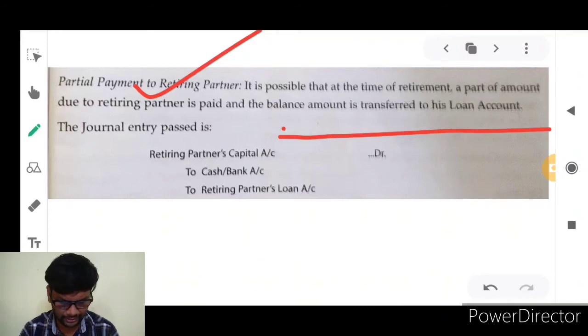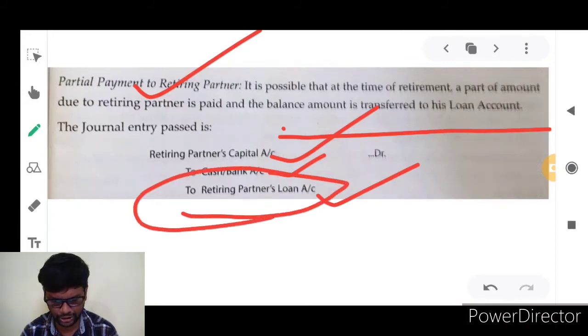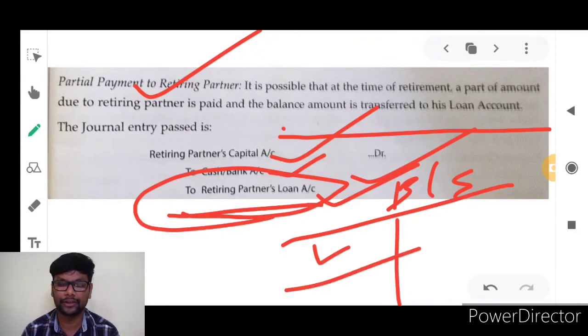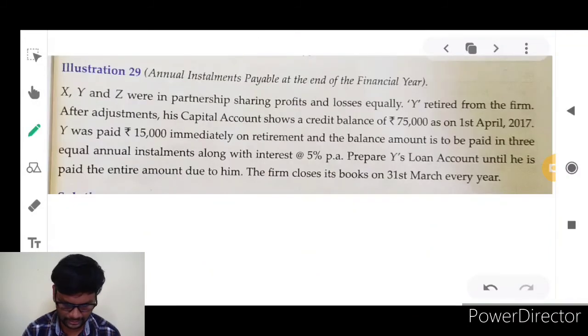So the journal entry for it. The retiring partner's capital account should be debited, and the amount immediately given by the firm to the partner is credited, and the remaining amount to be paid by the firm to the partner is credited to his loan account. In the future, this amount will be paid by the principal plus interest method or the all together method. Anyway, the firm is responsible to pay the balance amount to the retiring partner. So this will be entered in the reconstituted balance sheet, on the liability side, as the retiring partner's loan account.